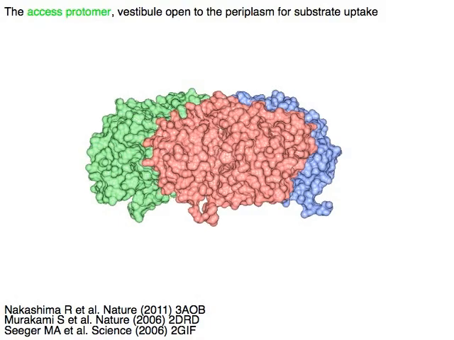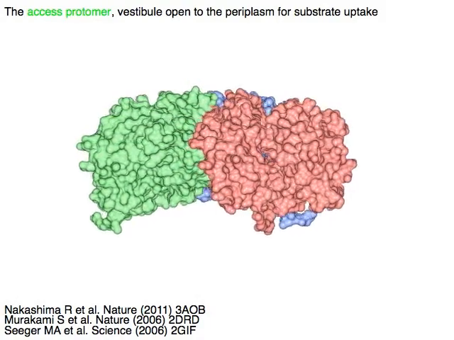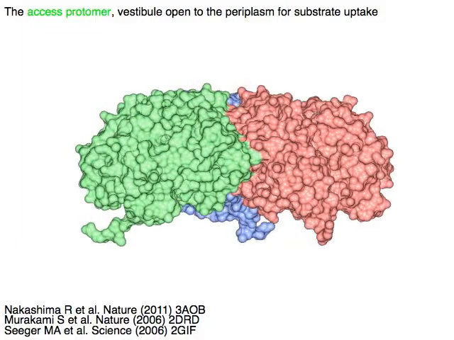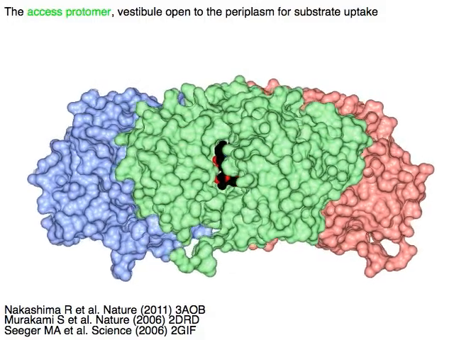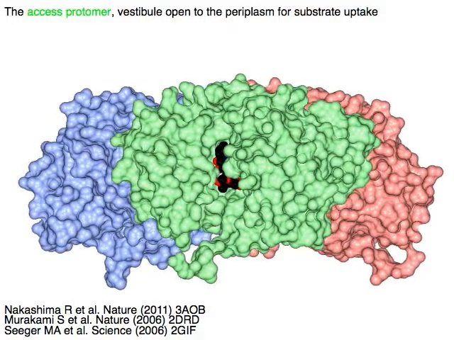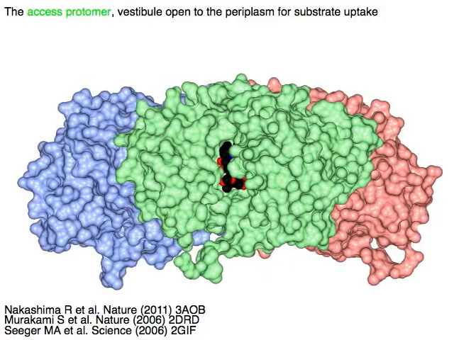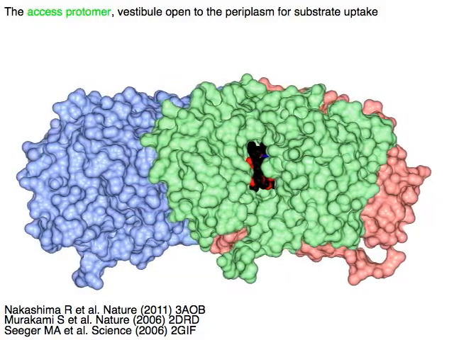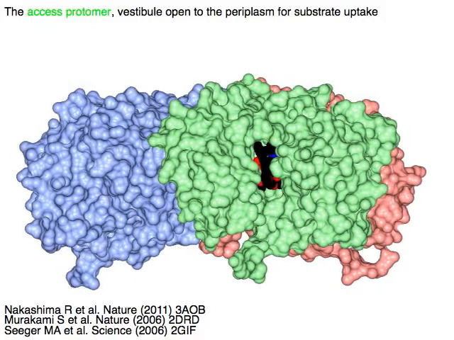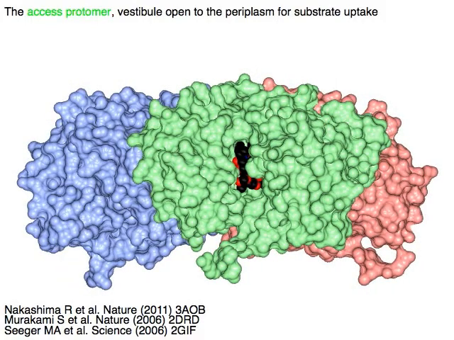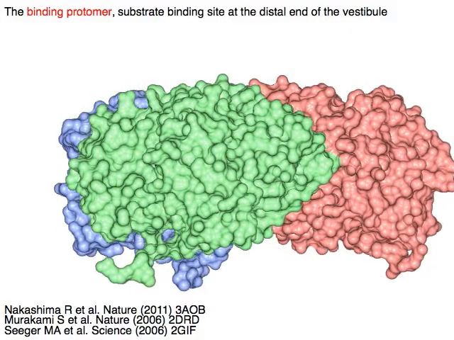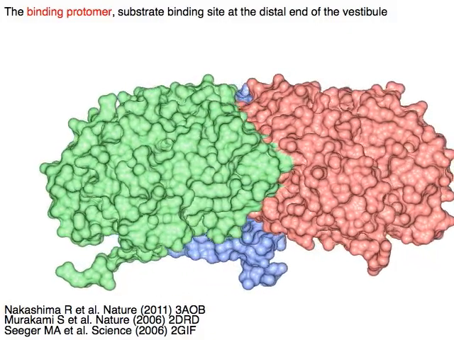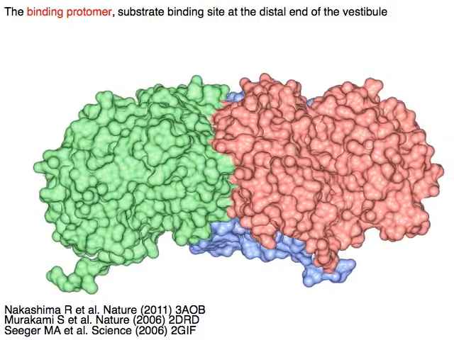For the access protomer in green, the vestibule is open at the side to the periplasm for substrate uptake. For the binding protomer in red, the substrate binding site has changed from that of the access protomer. The substrate binding site is at the distal end of the vestibule, close to the top of the pore domain.